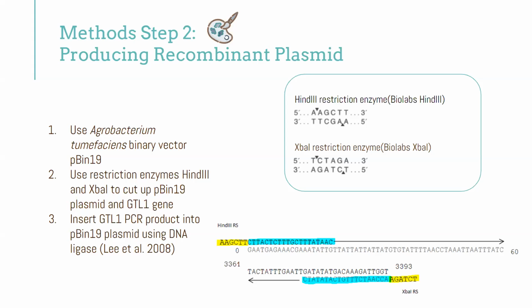Then we will insert the GTL1 PCR product into the pBID19 plasmid using DNA ligase, and the recombinant plasmid is needed to insert the gene into bacteria and have it replicated.